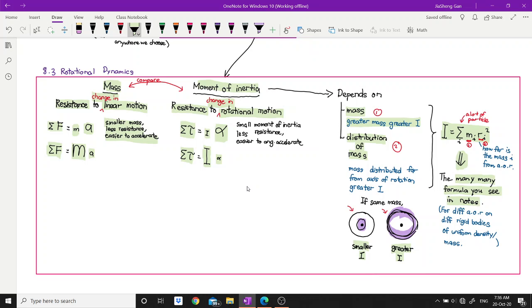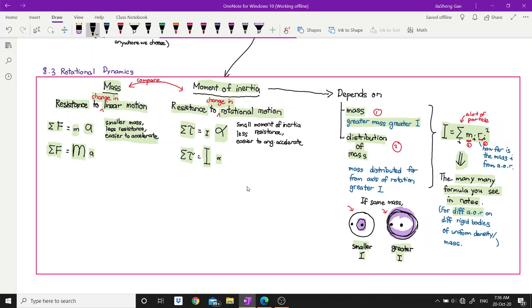Be careful. Moment of inertia depends on the axis of rotation. If you have the same object, but you change the axis of rotation to here, let's say you change it to here, then the moment of inertia will change. The moment of inertia depends on the axis of rotation.